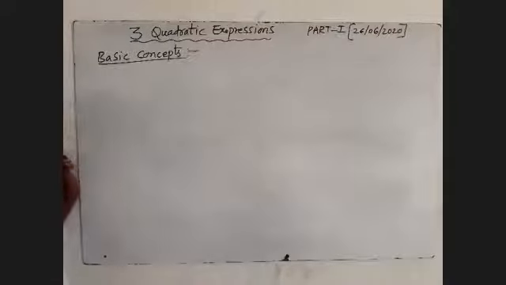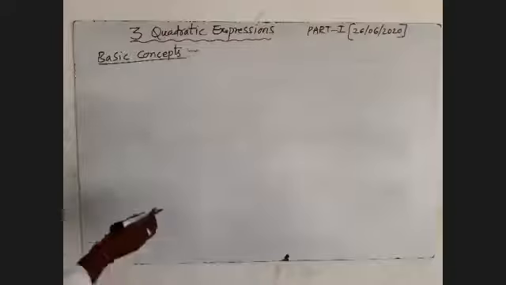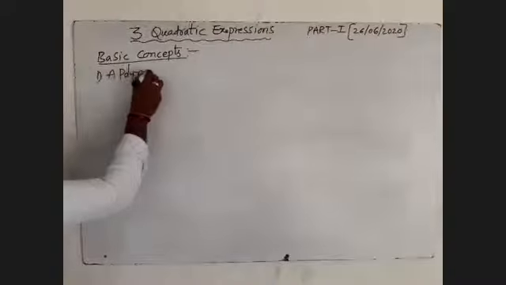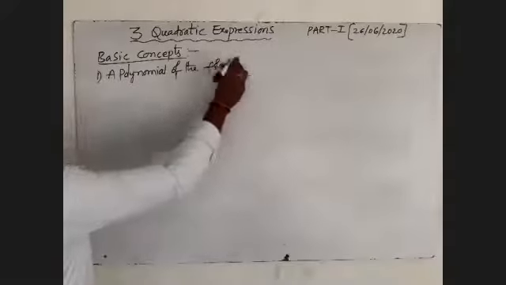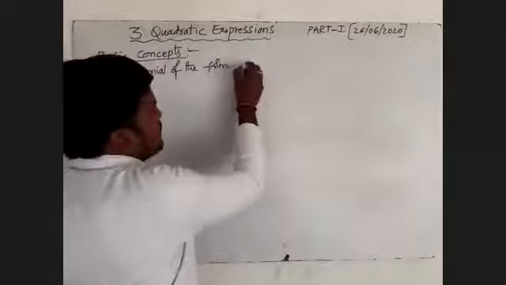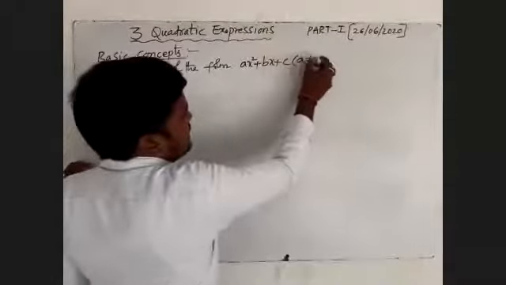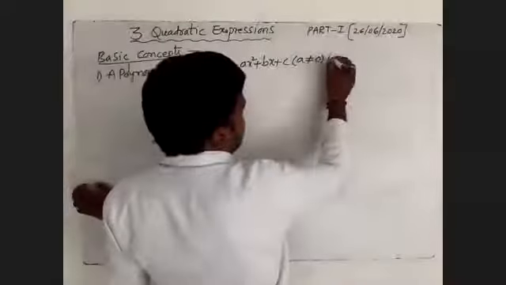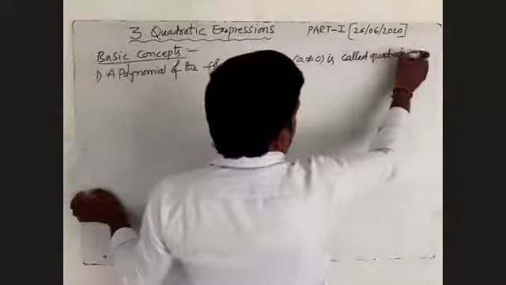A polynomial of the form ax square plus bx plus c, where a does not equal to 0, is called a quadratic expression. First I will write: a polynomial of the form ax square plus bx plus c, where a does not equal to 0, is called a quadratic expression.